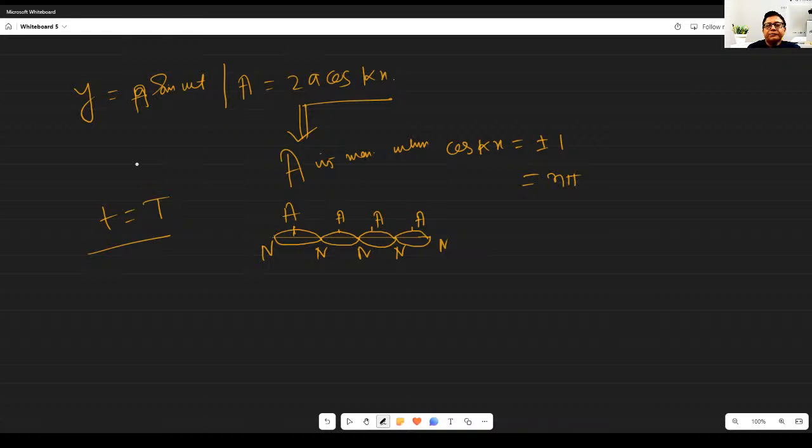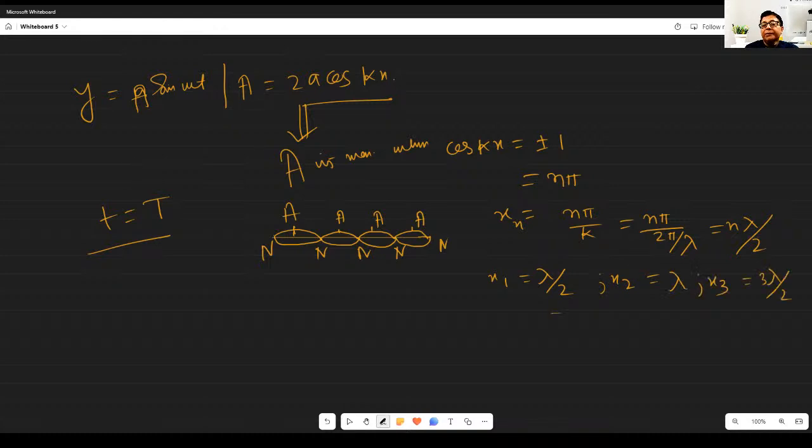This is n pi. So x will be what? n pi by k. What is the value of k? 2 pi by lambda. So this will be n lambda by 2, x n. So x0, x1 is what? Lambda by 2. x2 is what? Lambda. x3 is what? 3 lambda by 2, like this.